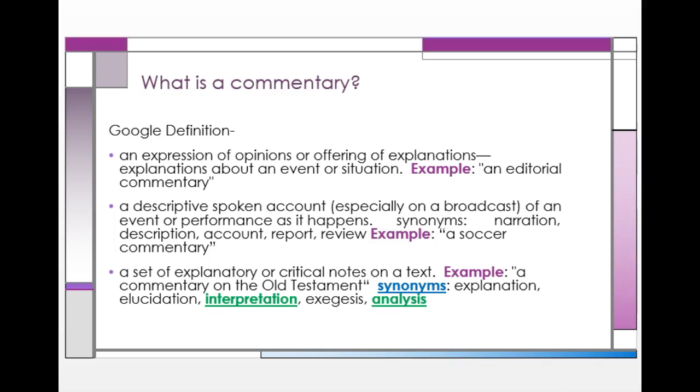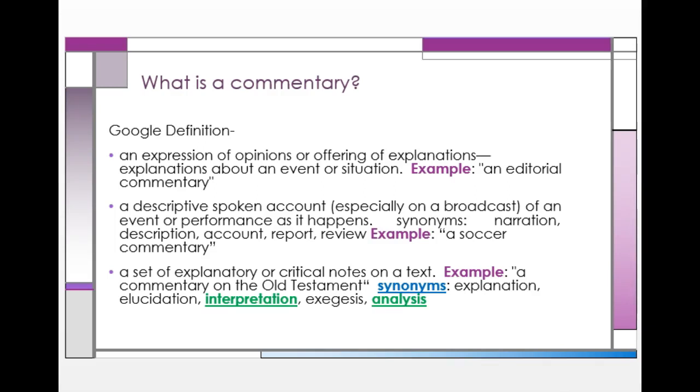So an example would be a soccer commentary, or for example, the NFL draft just took place, and the men who are sitting behind the table, the 3 men who are talking about the different choices that the teams are making in terms of who they're drafting, that is them providing commentary on the actual event itself. So that's another type. And then the last type is more of an academic commentary. And that's what you're going to focus on for your essay. So it's a set of explanatory or critical notes on a text.